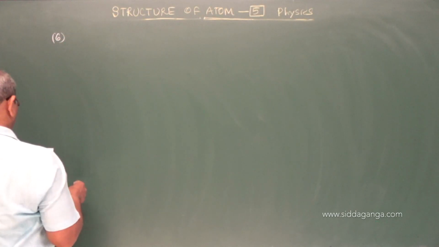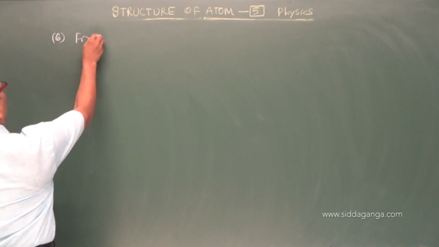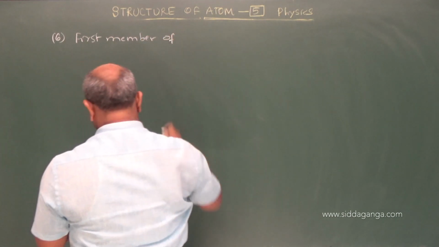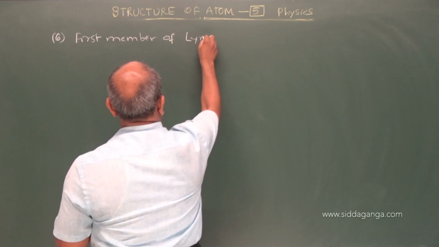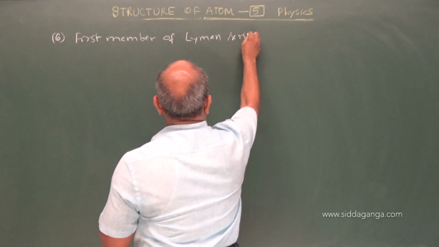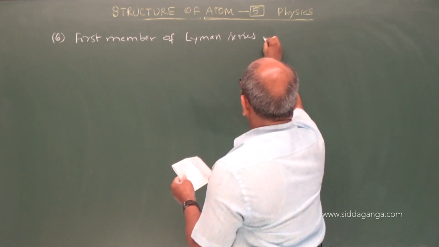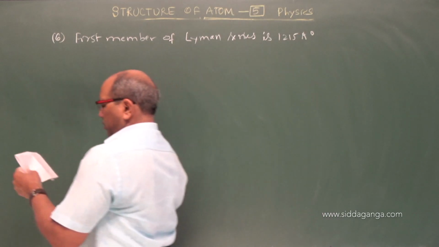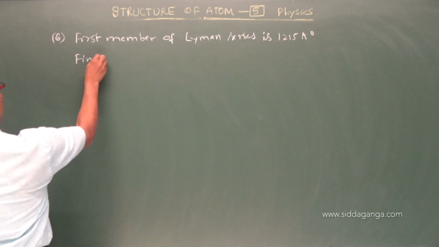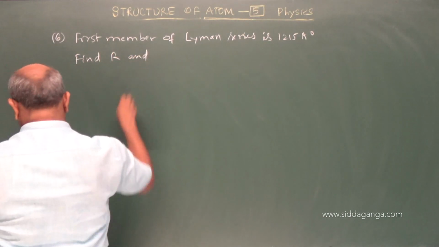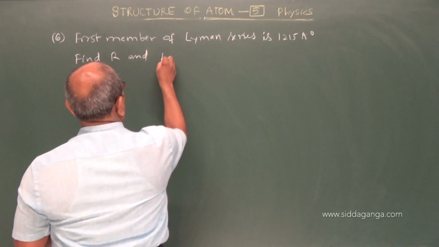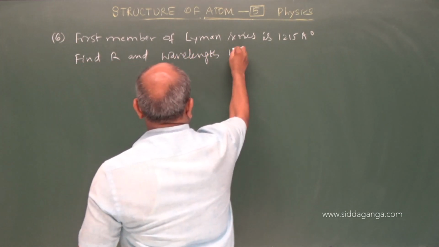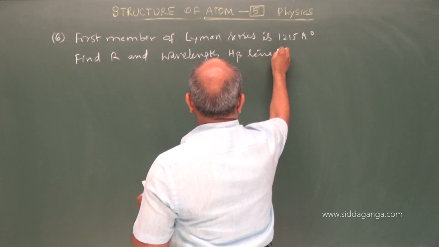Sixth one. The first member of the Lyman series is 1215 angstrom. Find the Rydberg constant and the wavelength of the H beta line, an important one.